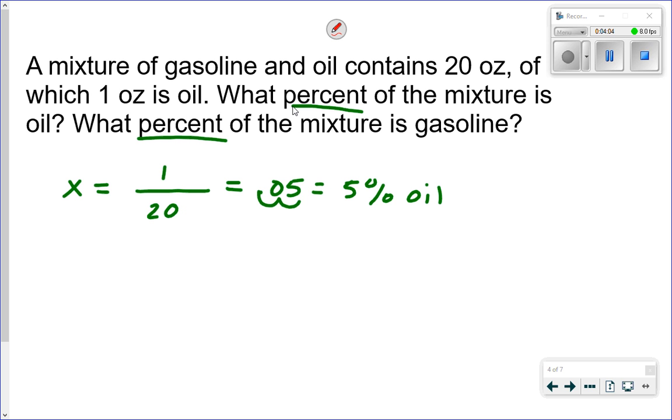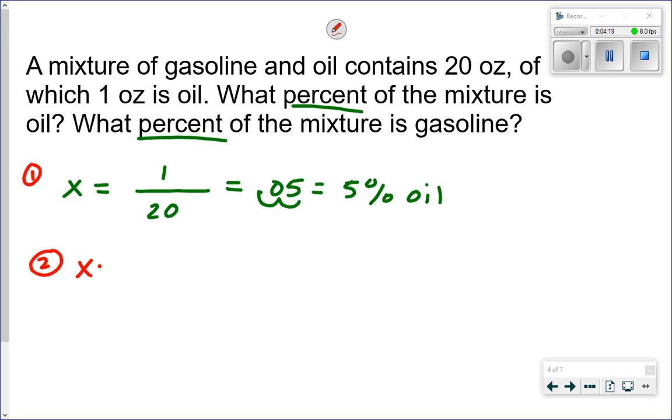Okay, and then, so that was part 1. Part 2, I need to find the percentage that is gasoline. So we can kind of logically go through this. Since 5% of it is oil, that means that my answer should be 95%, but I need to make sure that I show my work.